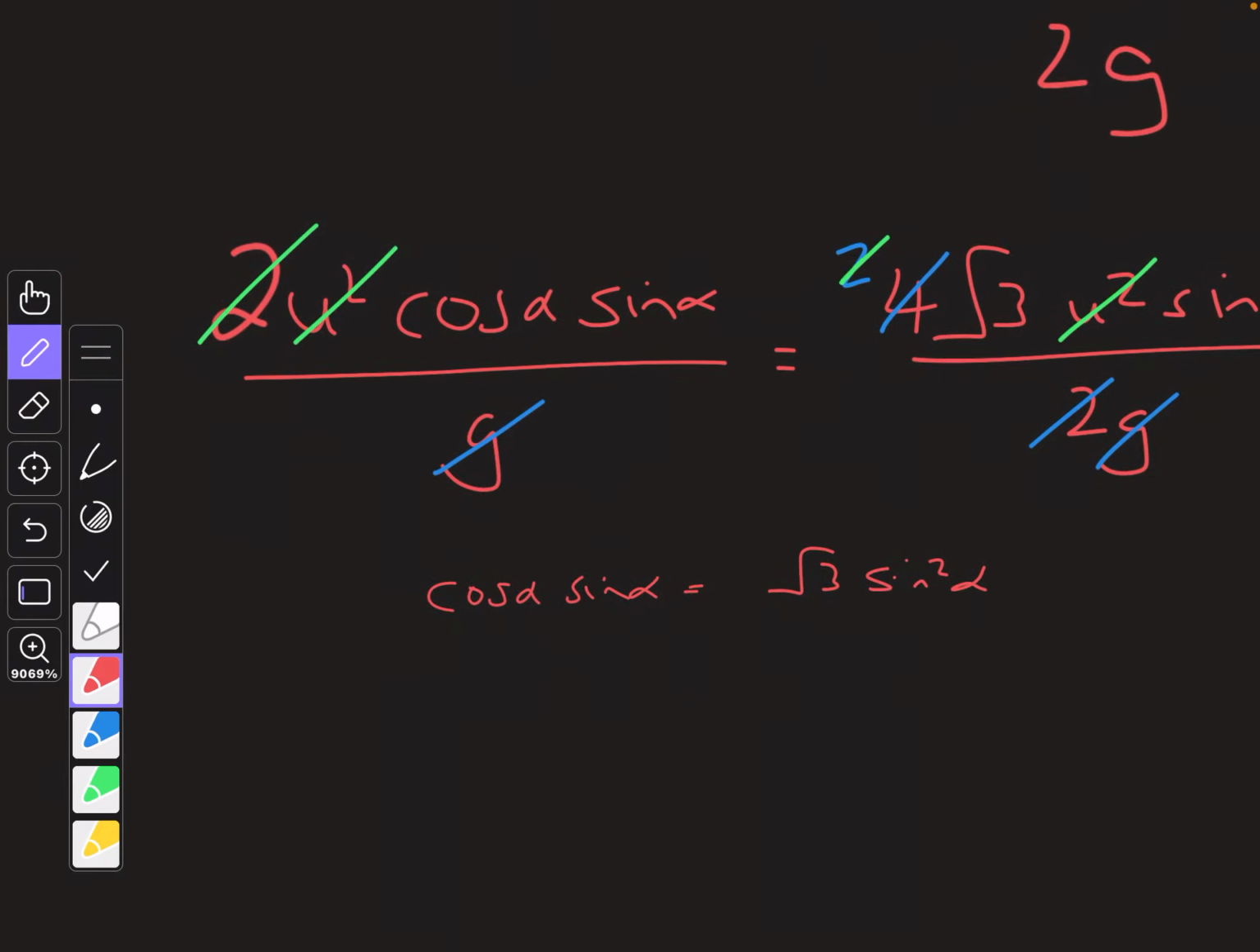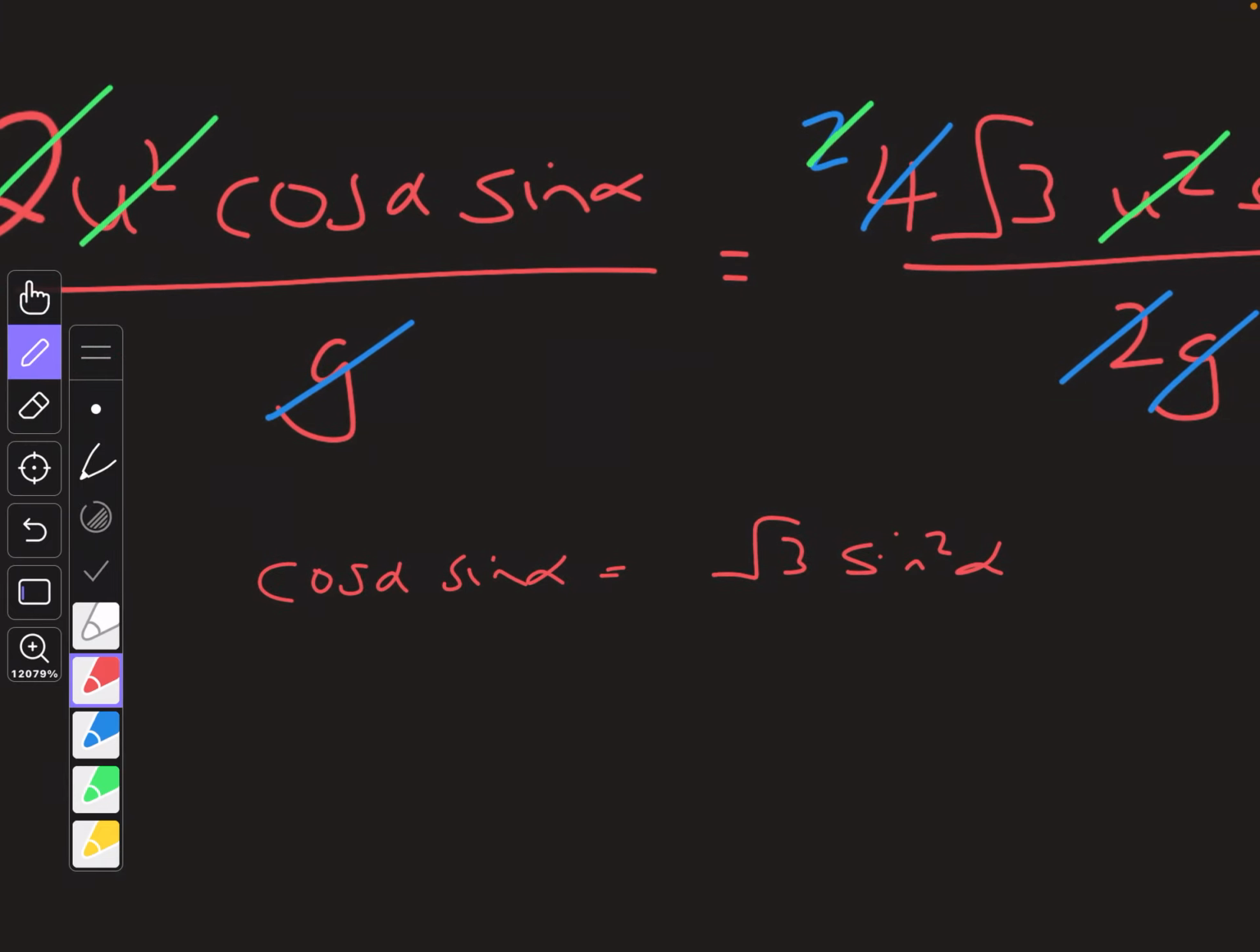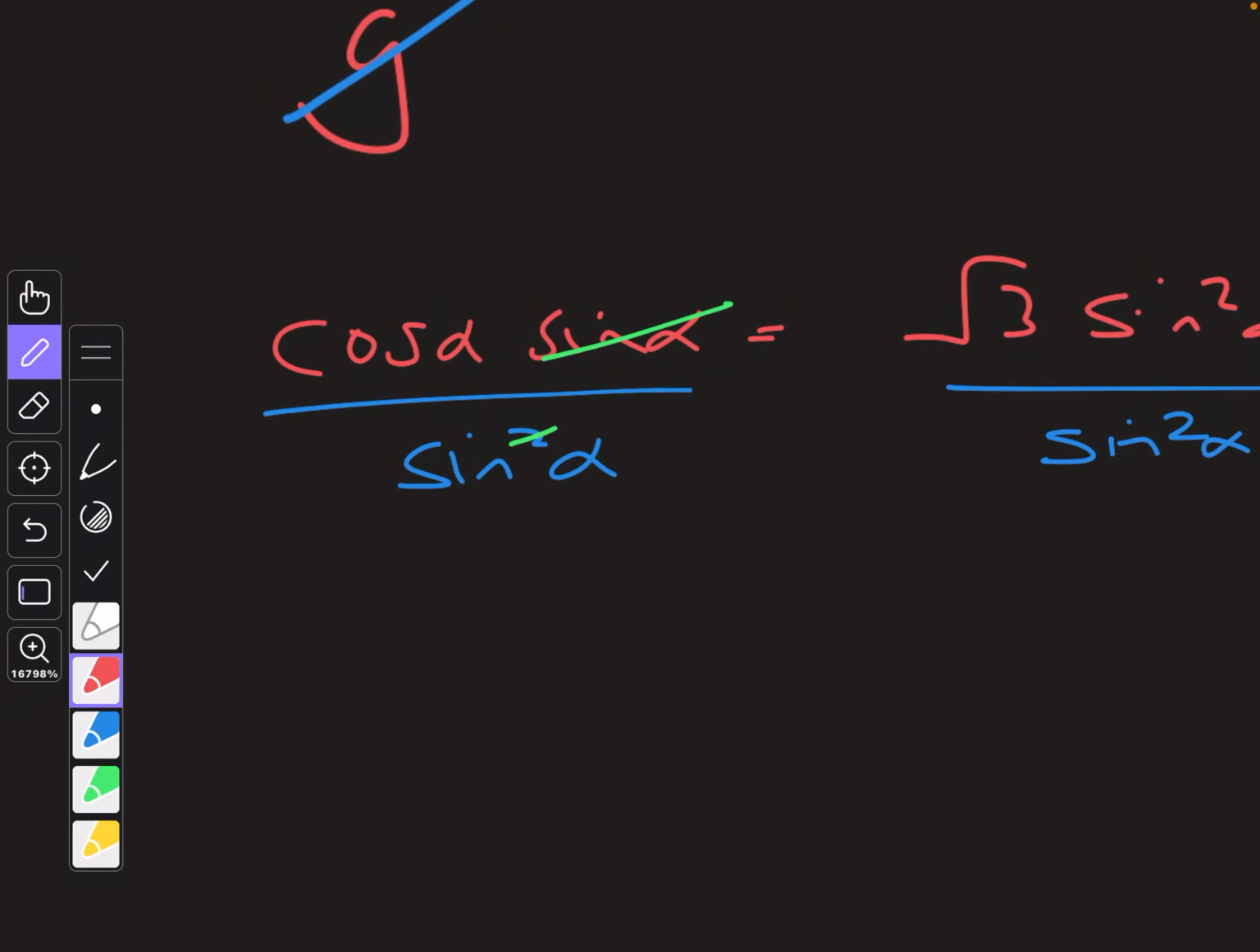Now, the key to this, people sometimes go, oh, I'm a bit lost now. Look, you've got a cosine, you've got a sine, so I feel like this is going to work out to be tan somehow, right, which is cos over sine. So I'm going to divide both sides by sine squared. This squared is going to cancel with that sine, and you're going to be left with cosine alpha over sine alpha equals root 3.